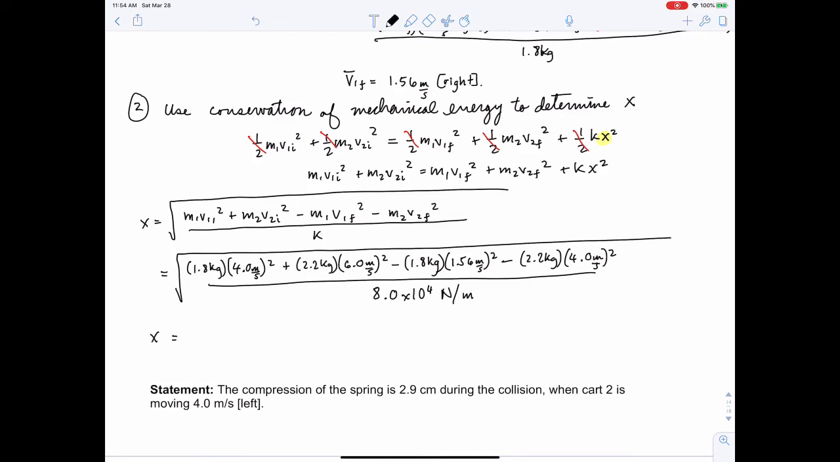Punch this lengthy equation into your calculator carefully, and you should end up with 2.9 times 10 to the power of negative 2 meters, which is 2.9 centimeters. So the compression of the spring during the collision when cart 2's speed is reduced to 4 meters per second to the left is 2.9 centimeters.